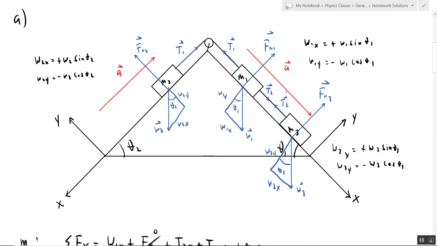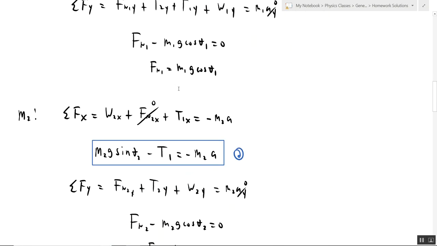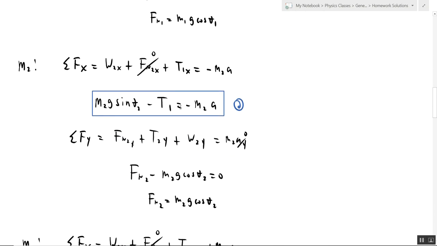is equal to plus M3 times A, because its acceleration is going down the incline. That's positive. For mass 2, the only thing acting on it in the x direction is T1 and W2x. So W2x is positive, so it's positive W2 sine theta 2. And T1 is negative because it's going up the incline. So you get W2 sine theta 2 minus T1 is equal to M2 times A, because it's M2 times the acceleration. But A is negative because it's going up the incline, which is where this one comes from.